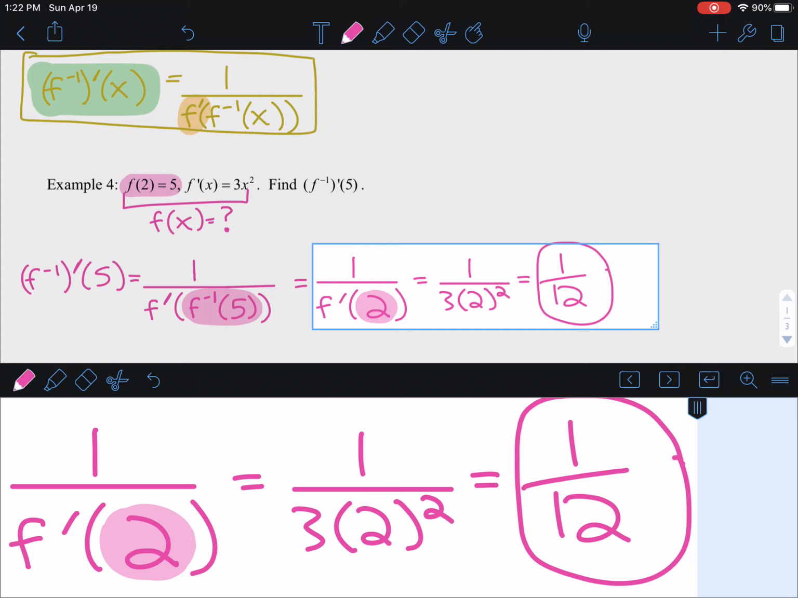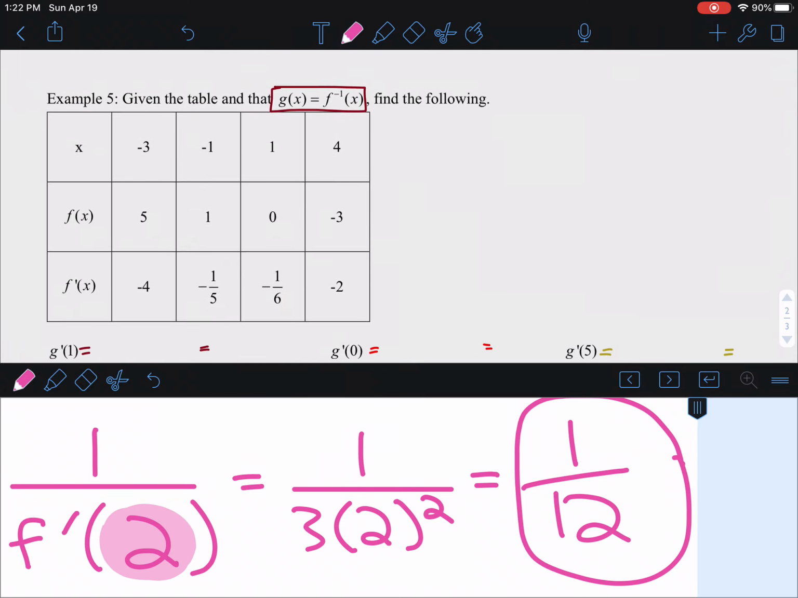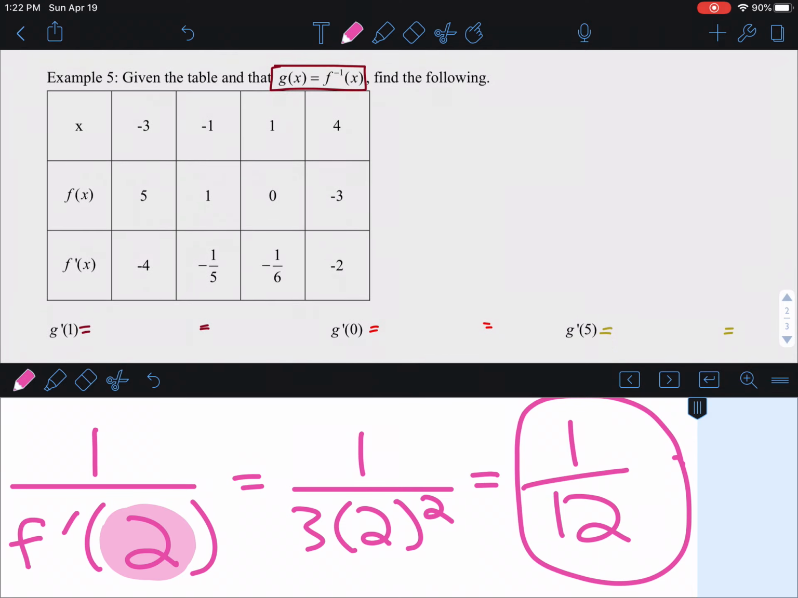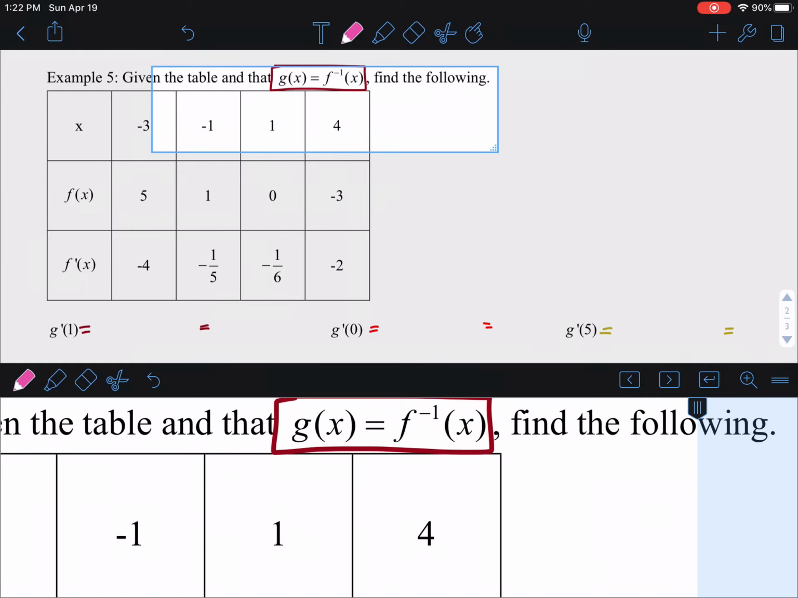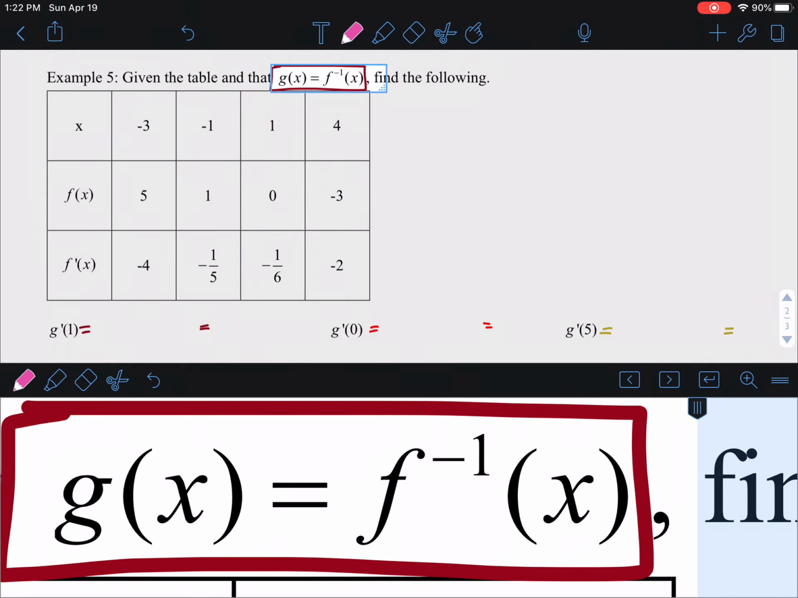Okay, let's keep going. And let's take a look at our last example, which is 3 parts though, example 5. Given the table and that g of x is f inverse of x, find the following.